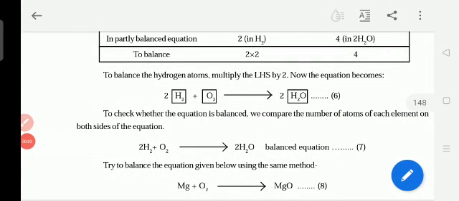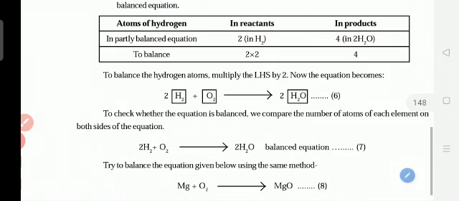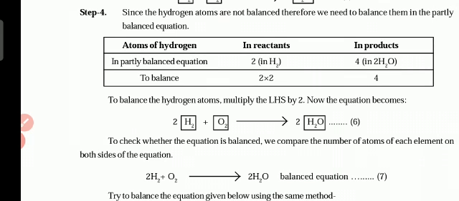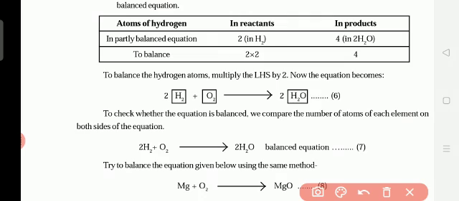Now, how to balance the equation, we will see now. For example, here we see the atoms of hydrogen in the reactants. I already told you, so to balance we can take 2 into 2, so 2H2O we got. Now 2H2 plus O2 gives rise to 2H2O. So it is the balanced equation.